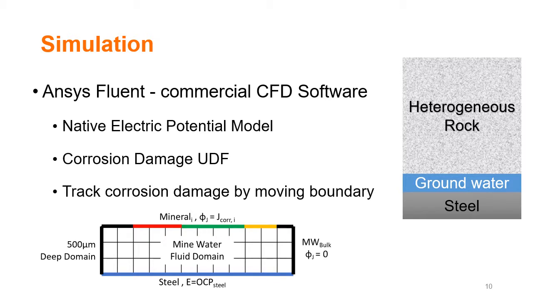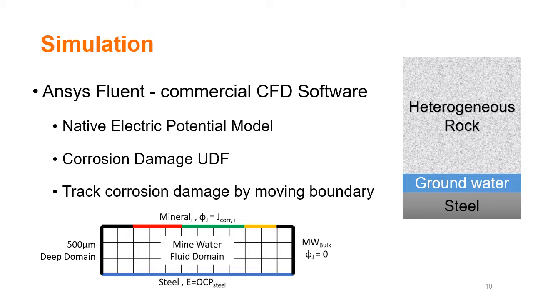To simulate rockfall corrosion, I'm using ANSYS Fluent, a commercial CFD with a native electric potential solver. Using a custom user-defined function, I track the corrosion damage with a moving boundary. Assuming the gap between bolt and rock is filled with water, we simulate the fluid domain bounded by the steel rockfall bolt and host rock with heterogeneous mineralization.